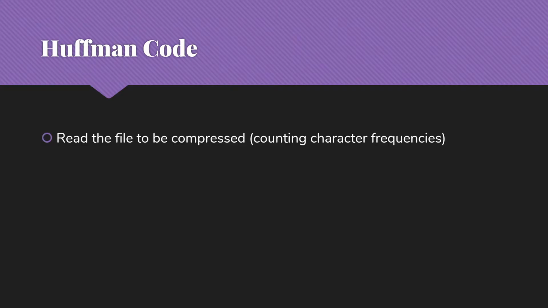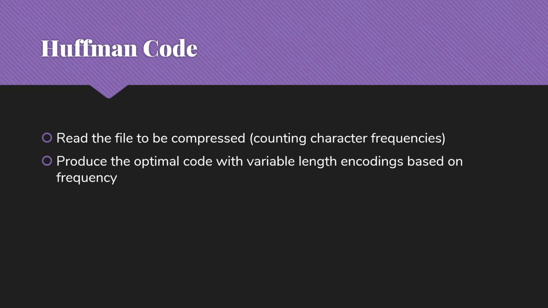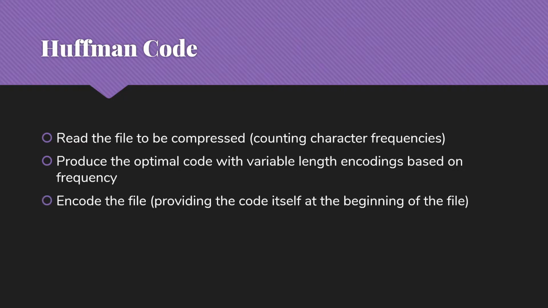So the idea here is we're going to first read the file to be compressed and just count character frequencies so that we know here are the characters that show up in our file, and this is how frequently each of them shows up. Once we have that information, we're going to produce the optimal code with variable length encodings based on that frequency. And of course, we'll go into much more detail about how we do that. Once we have that code, then we're going to encode the file, reading the file again, and provide the code itself at the beginning of the output file.